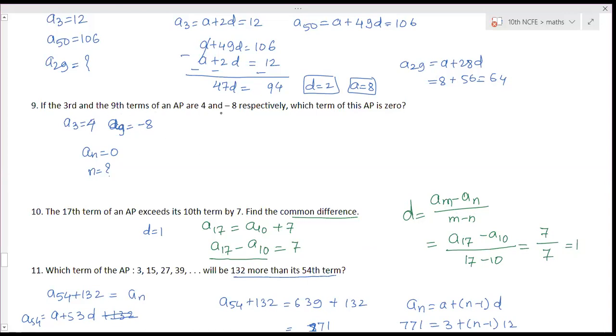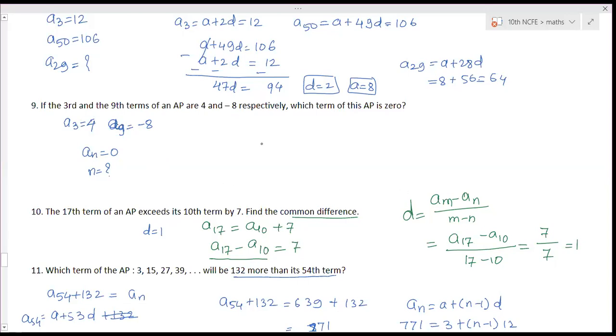What did you do to solve this question? Which method did you follow, Vishnu? The third and ninth terms of an AP are 4 and minus 8. Ma'am, I equated them: a3 is equal to 4 and a9 is equal to minus 8. So a plus 2d is equal to 4 and a plus 8d is equal to minus 8, then subtracted both of them.